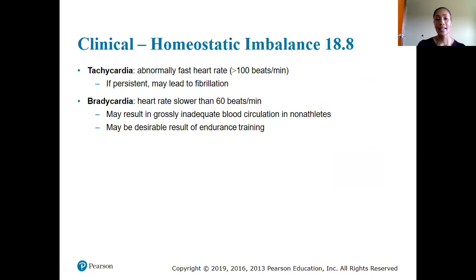This may result in grossly inadequate blood circulation in non-athletes, and it may be desirable, though, for an endurance trainer. So if you're not an athlete, we don't want the heart beating this slow, because this could imply that the body's not getting adequate amounts of blood and oxygen. But if you're an athlete, more specifically involved in endurance training, this might be okay for you, because it's allowing your body to work efficiently, but still not have your heart overworked. So depending on your athletic ability will determine if a heart rate of 60 beats per minute or maybe a little lower is healthy or not.